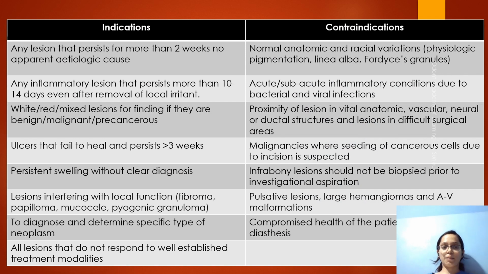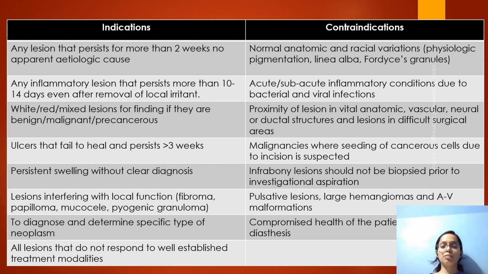So where is biopsy indicated? It is indicated in places where the lesion has been there for more than 2 weeks and we cannot find the reason why it has happened. Or if there's an inflammatory lesion which has been there for more than 2 weeks, even after you have removed the causative etiological factor for it, it's still there. Then the mixed red white lesions, to find if they are benign, malignant or precancerous, we should go for it. And ulcers that haven't healed for more than 3 weeks, definitely go for it.